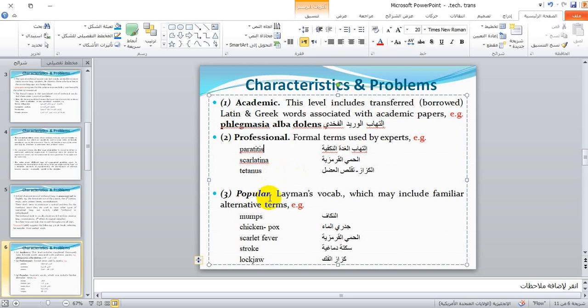The third level is popular. This vocabulary may include familiar alternative terms. For example, mumps, النكاف. Chicken pox, جدري الماء. Scarlet fever, الحمى القرمزية. Stroke, سكتة دماغية. Lockjaw, كزاز الفك.